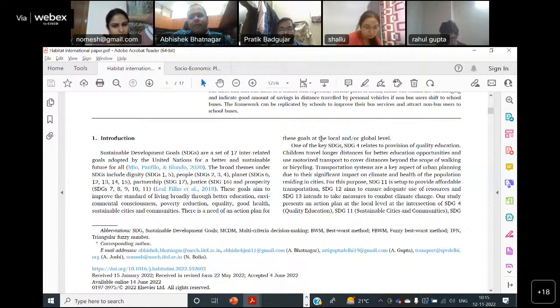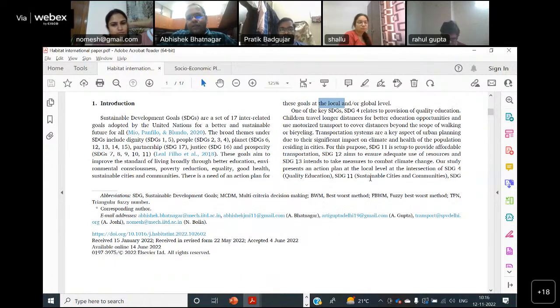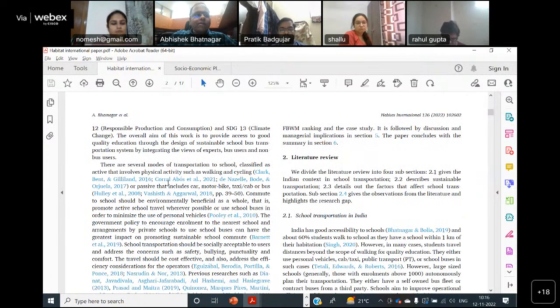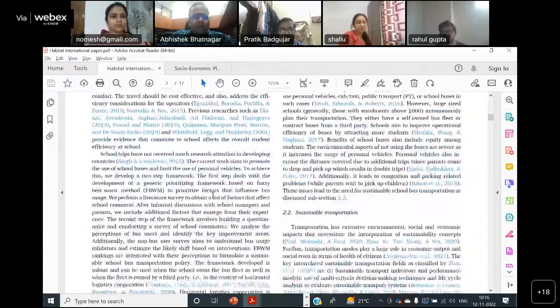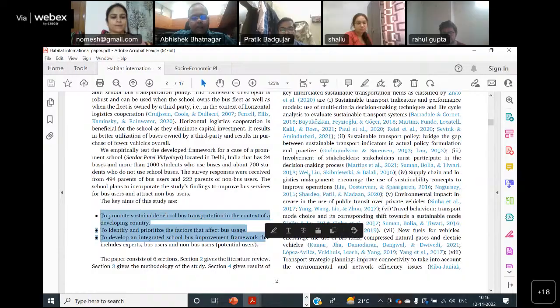So you can just say I am targeting a problem which is local, but obviously I'm developing an action plan that can be replicable to other places as well. And then you can say my work is at the intersection of these SDGs, so it would look like it is something broad. Then again, this literature review section ends with the key aims or the objective of the study, and the organization of the paper.